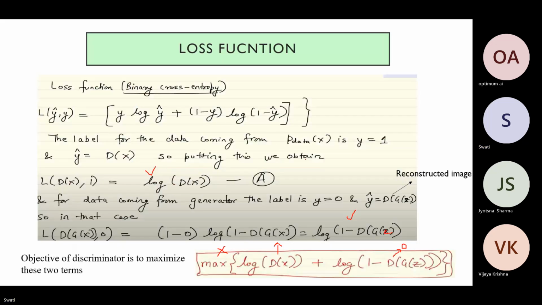So for the generator, we have only this loss term, and it will try to minimize this one. What does it mean? It means that it will try that D(G(z)) should have the maximum value.